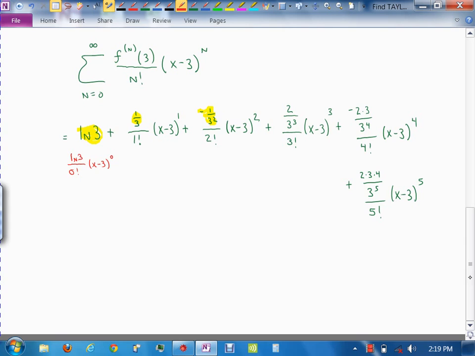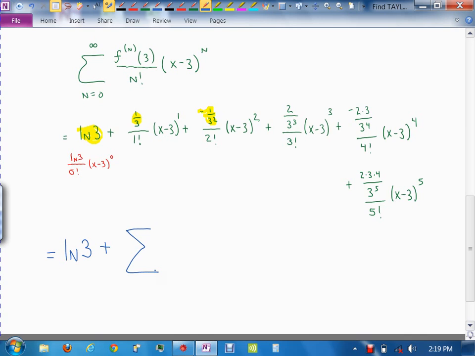Natural log of 3 is not 3 to a power. So the way I'm going to write this is as follows: equals natural log 3, that's the first term, plus, now I'm going to start my series. I concede, I give up. Natural log of 3 cannot be part of my formula for my sum. From here on out, I've got a formula.